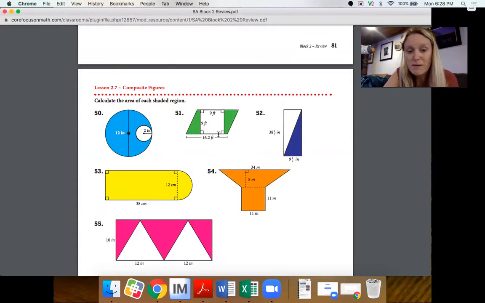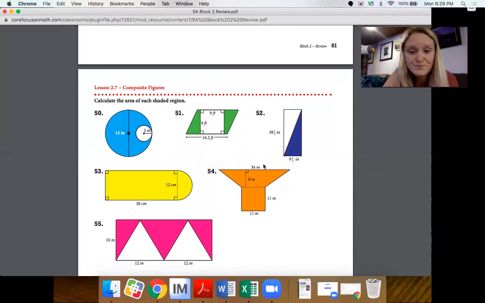For this one, this is a parallelogram. Subtract a square, because to find the green, I would have to subtract the white, and the white is this square, this 9 by 9. And you're given the base and the length, and you're given the height, so you can do it. This is a triangle. This is two triangles, or it's just a rectangle cut in half, or subtract a triangle.